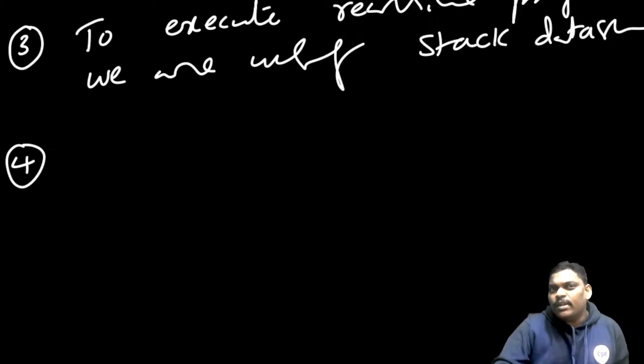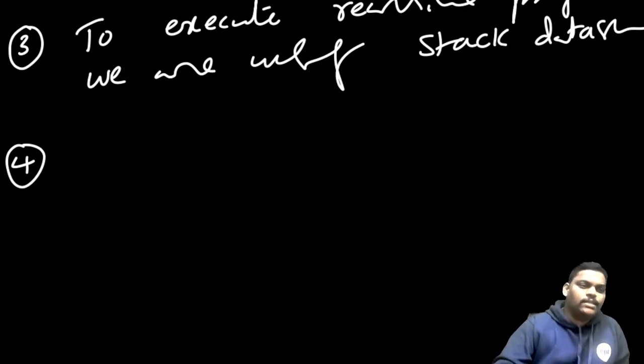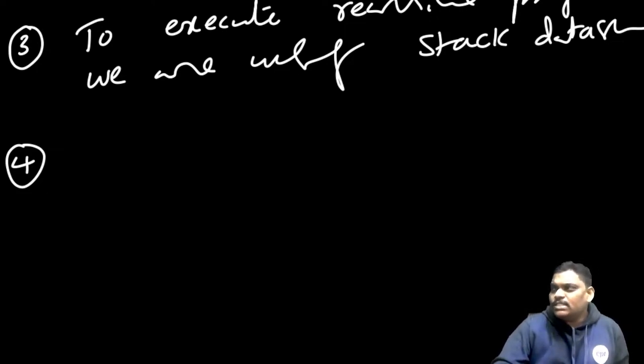Some people are asking, what is the meaning of data structure? The one which can store data, that is called a data structure. Stack is a data structure. Queue is a data structure. Array is also a data structure. Linked list is also a data structure. I am repeating once again: what are the data structures? Stack, queue, linked list, tree, array.